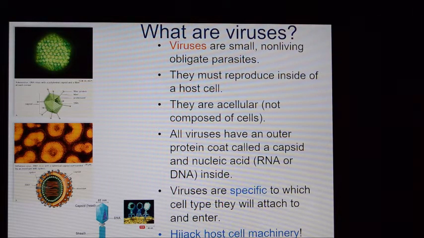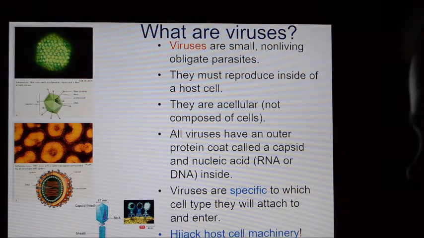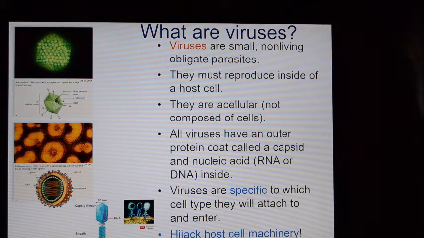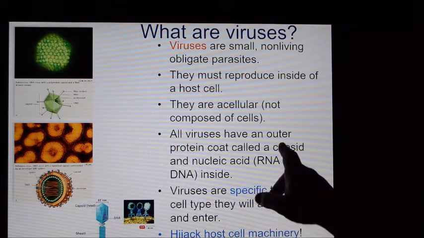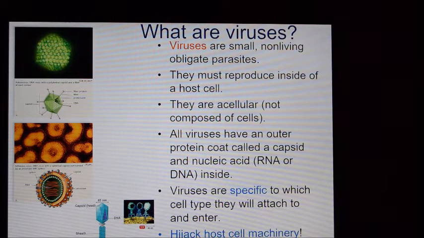cell's machinery. What a virus does is it takes over the host cell's machinery and convinces it to make more virus, which then can leave the cell and infect other cells. It's a really scary thing. Acellular, thus non-living. They have a capsid, which is that outer protein coat. They can have RNA or DNA inside.